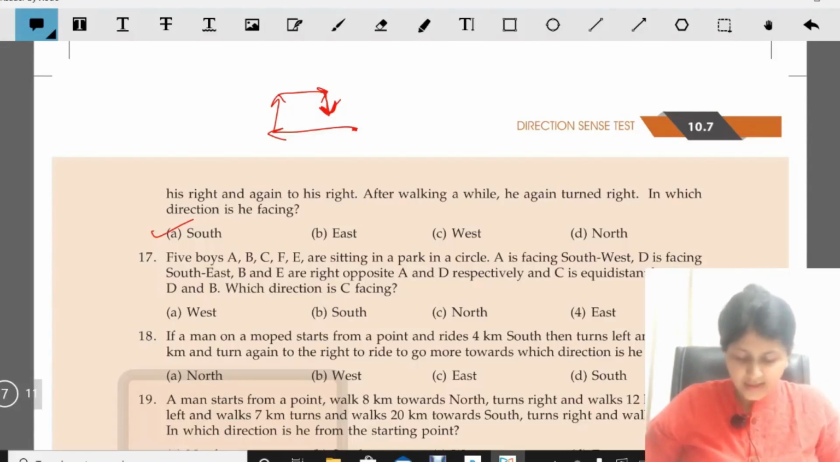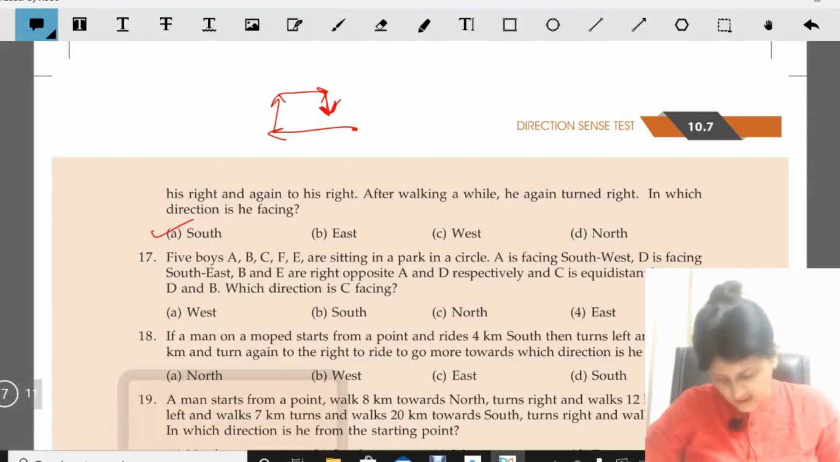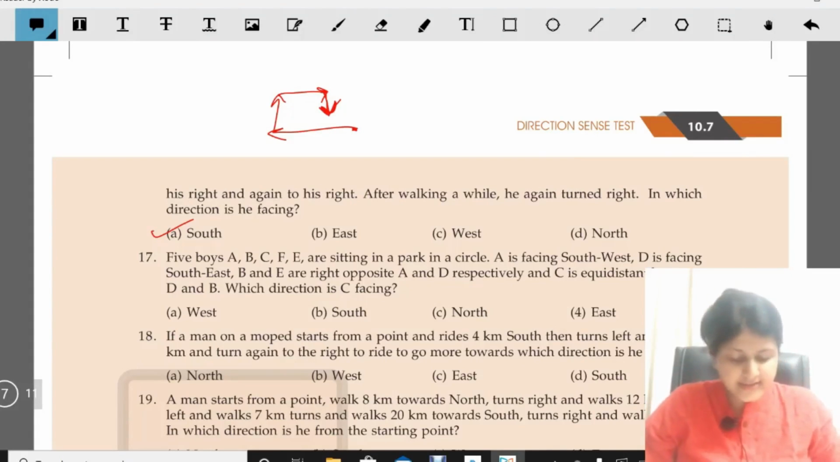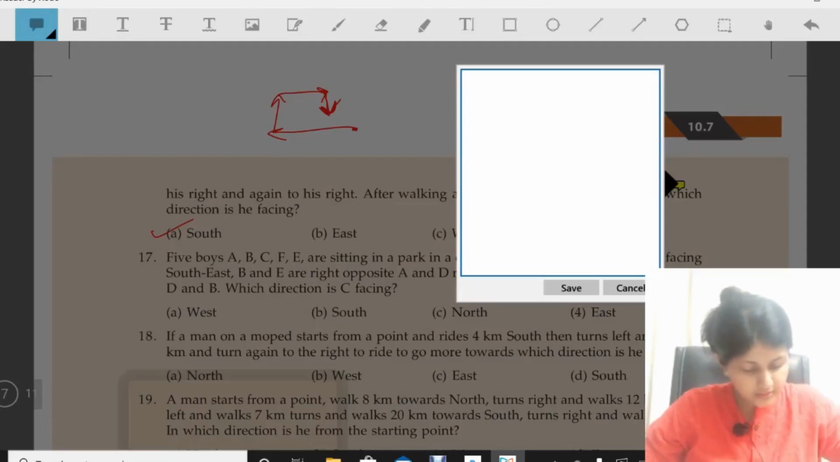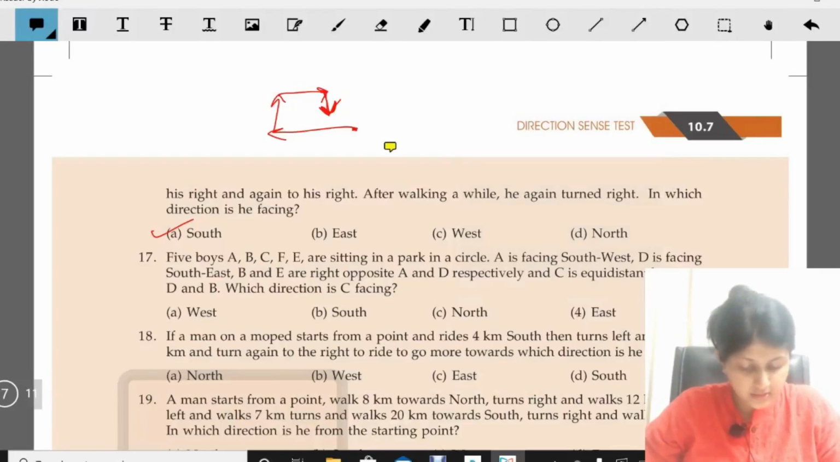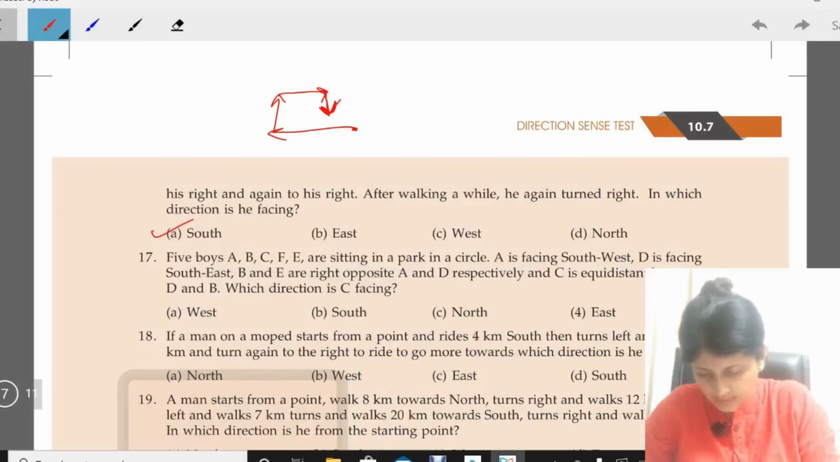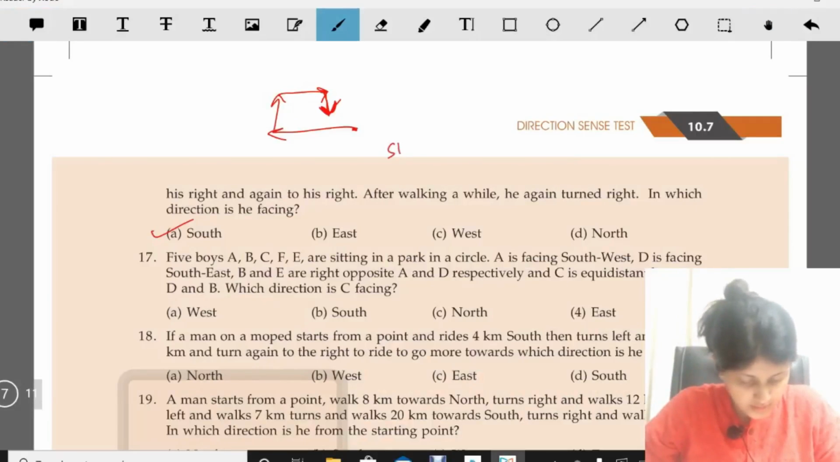5 boys A, B, C, D, E are sitting in a park in a circle. There is a circle and these 5 boys are sitting in it. A is facing southwest. Southwest is here. So A is facing southwest like this.